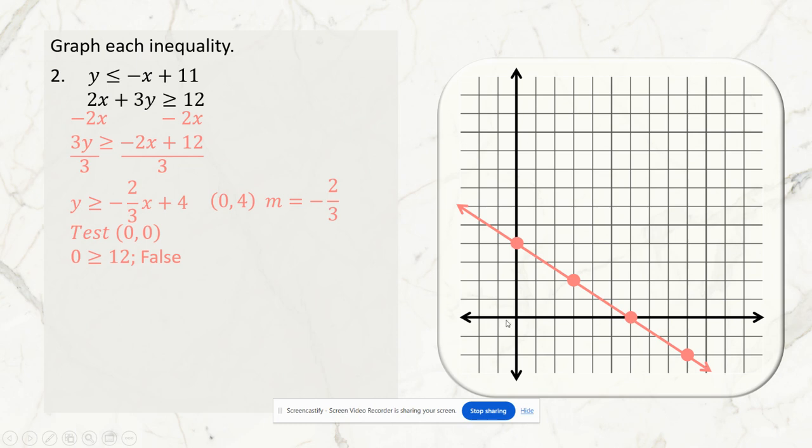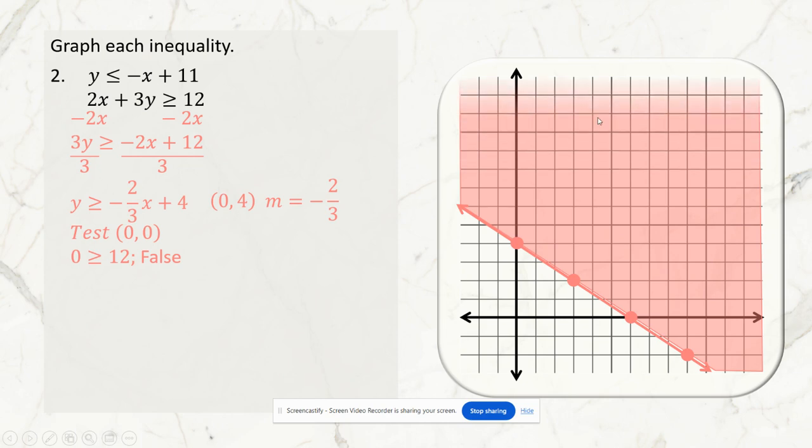Since this is false, we shade the half plane that does not contain our test point. This is the half plane that contains our test point. This is the half plane that does not. So we would shade the half that does not contain our test point. Okay? Now we can move on to the top one.